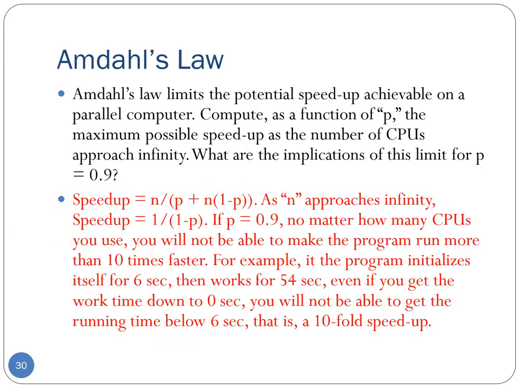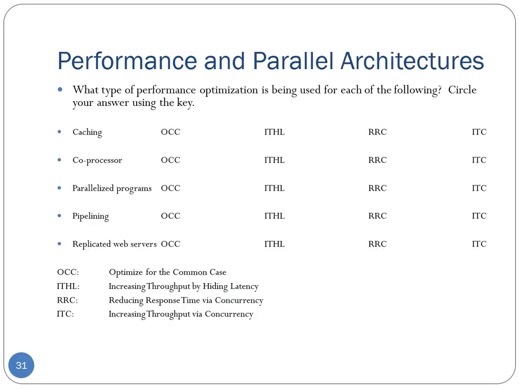So the same answer is summarized over here as well. Recall in the class we talked about 4 different types of parallel performance optimization techniques, right? The first one was optimizing for the common case. Then we had increasing throughput by hiding latency. Then we talked about RRC, which is reducing response time via concurrency, and then ITC was increasing throughput via concurrency.